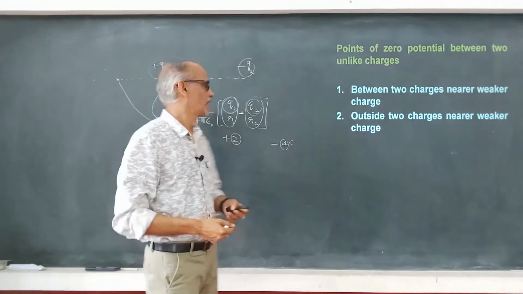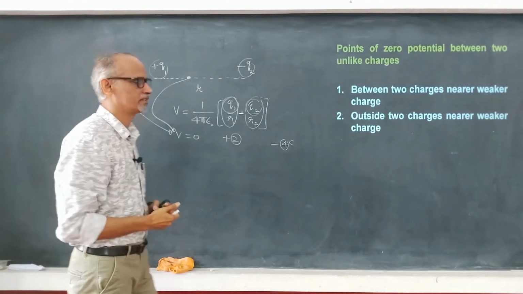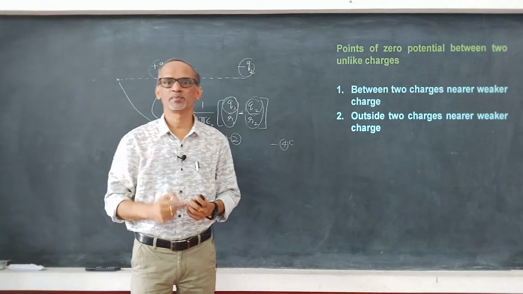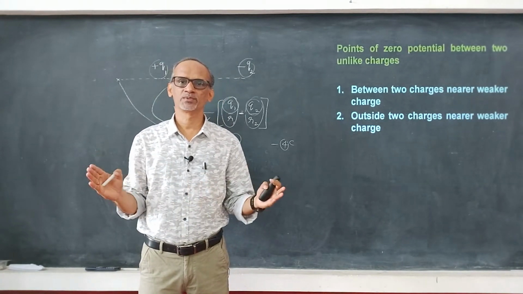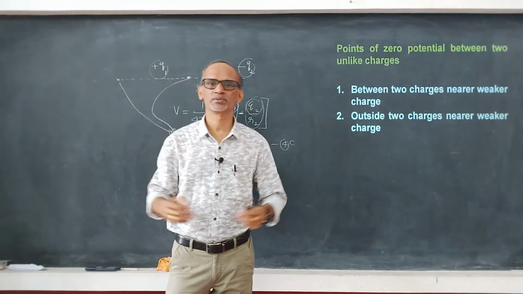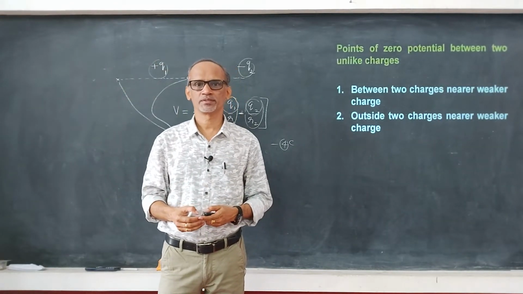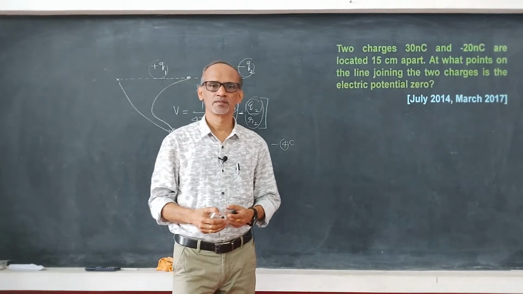The second one, outside the line joining the two charges, and again nearer to the weaker charge. So there will be two such points between two unlike charges. The first point between the two charges, nearer to the weaker charge, and the other outside the line joining the two charges and nearer to the weaker charge. And they have asked numericals based on that, so let's solve them.